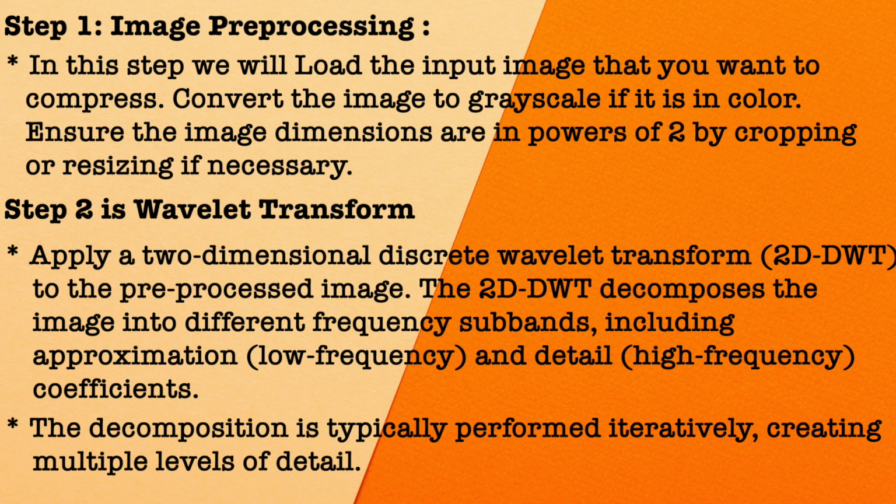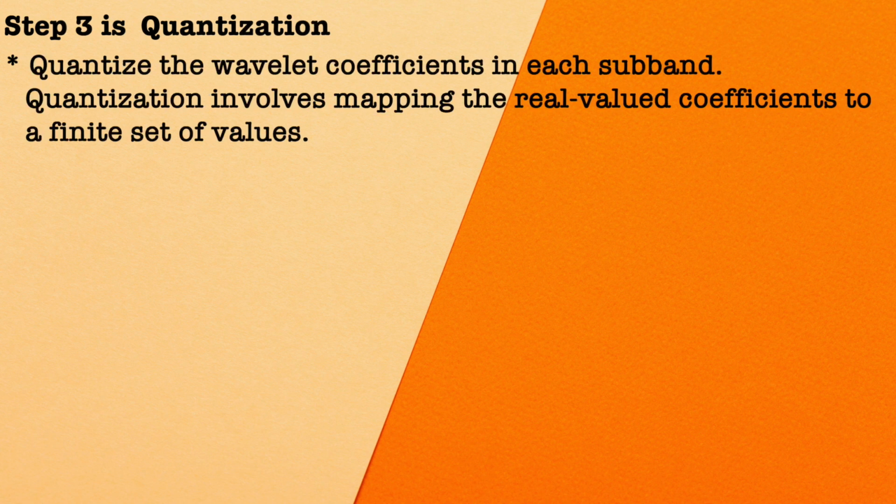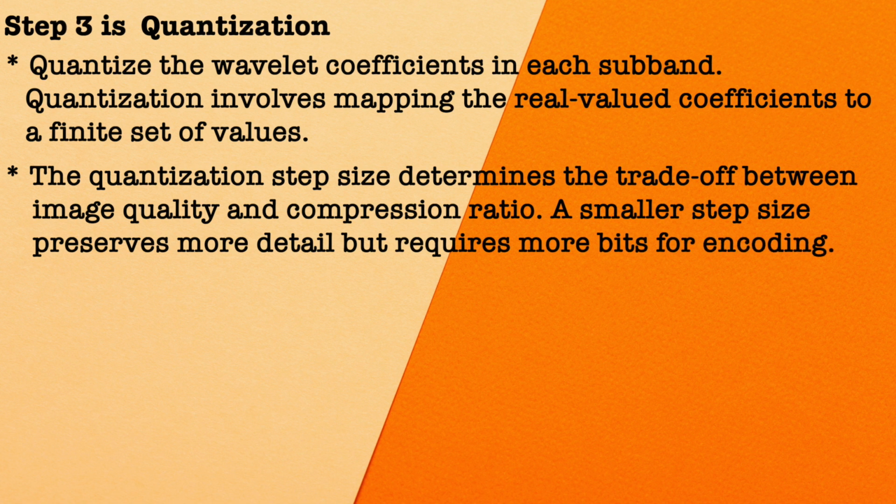Now we proceed to the third step, that is quantization. Quantize the wavelet coefficients in each subband. Quantization involves mapping the real value coefficients to a finite set of values. The quantization step size determines the trade-off between image quality and compression ratio. A smaller step size preserves more detail but requires more bits for encoding.